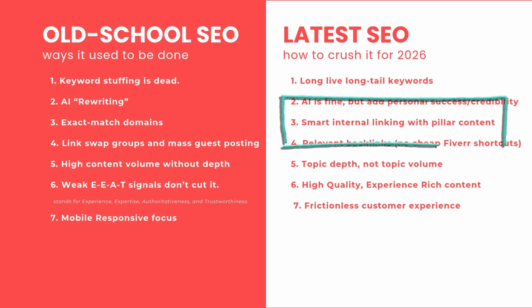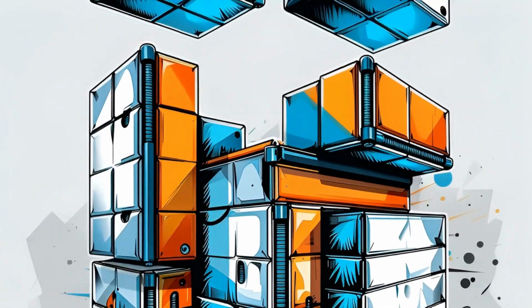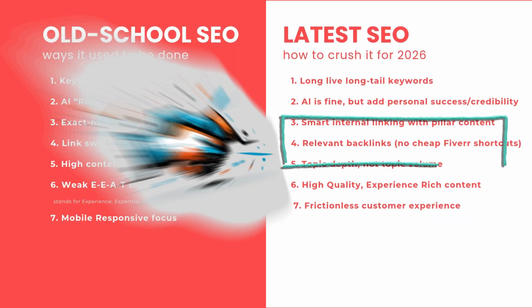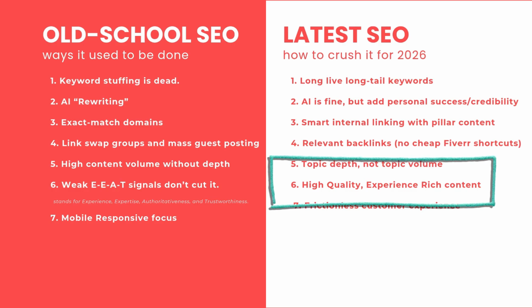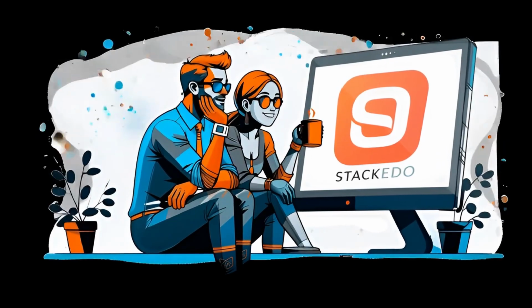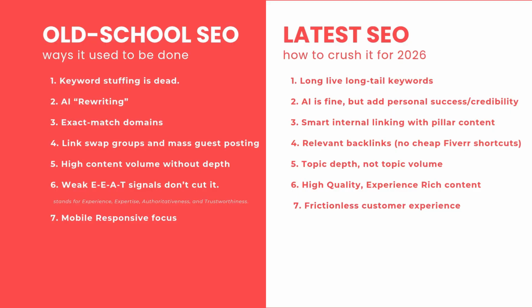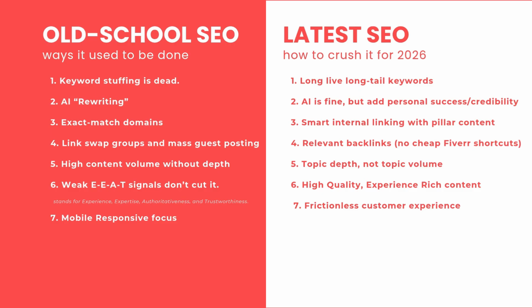Smart internal linking with pillar content. Pillar basically meaning that this is what other smaller content is going to build upon. Relevant backlinks. Topic depth, not topic volume. Going deeper, not broader. High quality, experience-rich content, the kind of stuff that Google can feature in results, like rich snippets. Think basically that they say, hey, this is a source that we can put in front of the user and they'll find valuable. And finally, frictionless customer experience. It's not about being mobile responsive. It's about, were they able to accomplish everything easily?